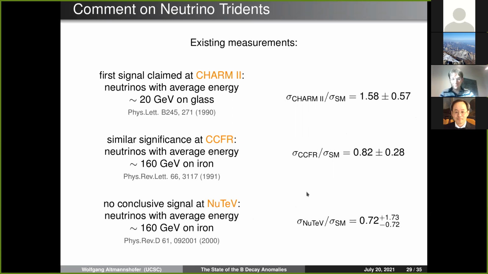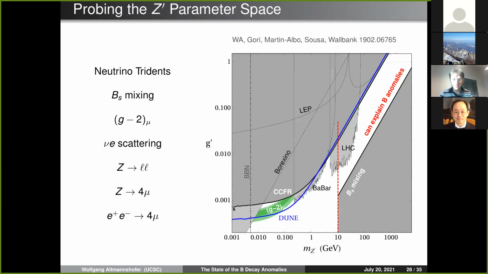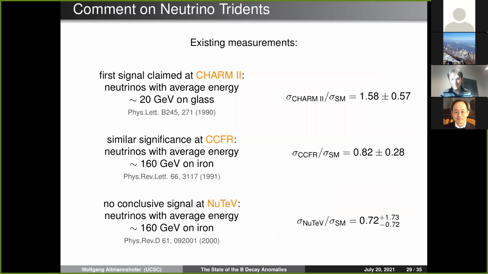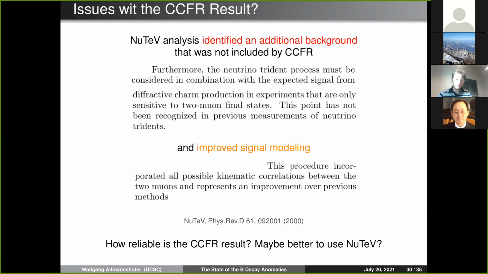And what we have been doing always is to show this CCFR constraint, which is the most precise measurement, which gives the most precise bound in this plane. But talking to people at NuTeV, there's some doubt of if that is actually the correct thing to do.